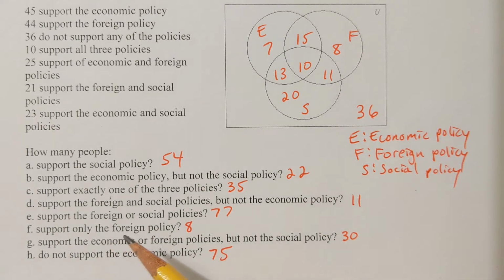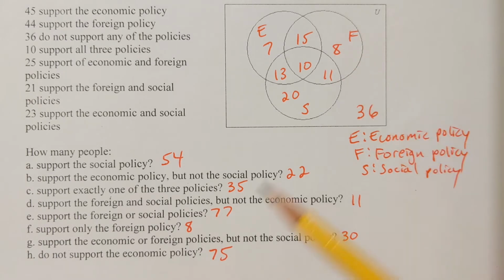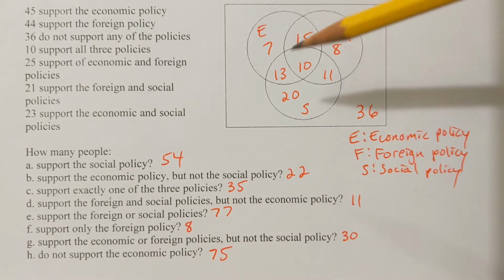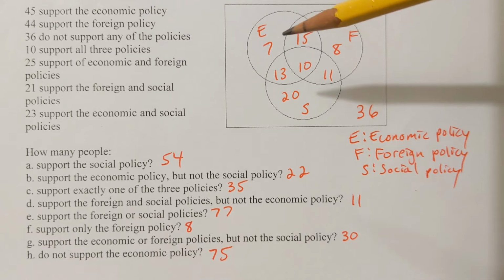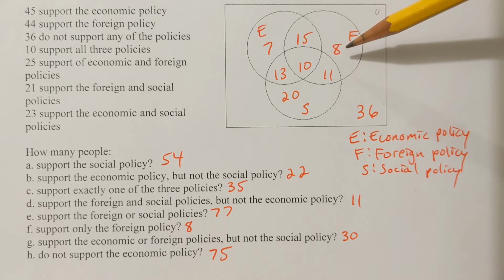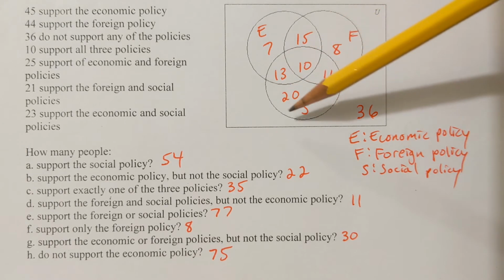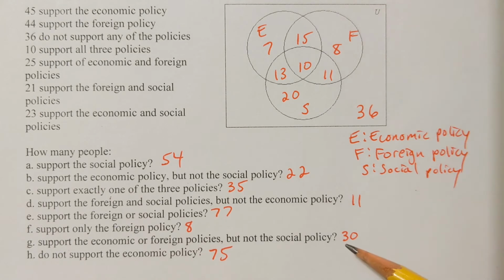How many support only the foreign policy? Well, that'd be 8. How many support the economic or foreign policies, but not the social policy? Economic or is a key word. By the way, we're looking for keywords like or and not. So economic or foreign policy means I've got 7 plus 15 plus 8 is 30. But not the social policy means I want to disregard anywhere that circle S is touching circles E and F, so 30. How many do not support the economic policy?